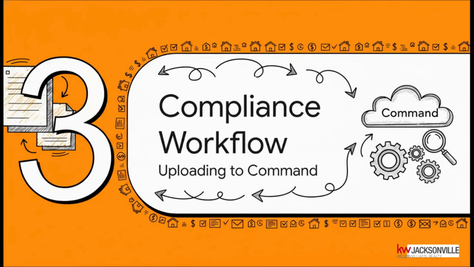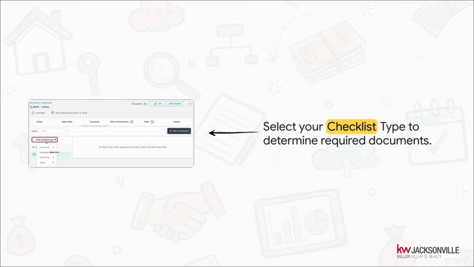All right, Section 3, the Compliance Upload Workflow. Before you can actually upload anything, you've got to tell Command what kind of deal we're looking at. Over on the left side of the Documents page, there's a drop-down menu where you pick your checklist type. You have to tell it whether this is residential, commercial, multifamily, or luxury. This is absolutely crucial because it dictates exactly which mandatory compliance documents you'll be asked to provide.